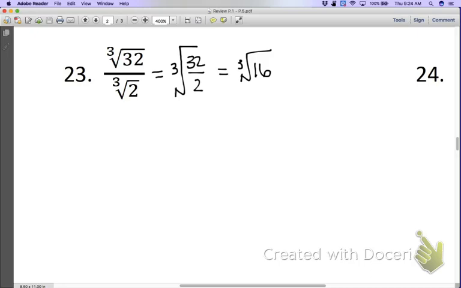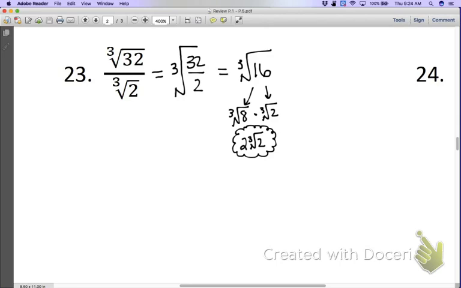So what is a perfect cube? Not squared, so don't put 4. Okay, it's going to be 8 and 2, right? So I'm going to break it up as the cube root of 8 times the cube root of 2. Cube root of 8 is 2, so 2 times the cube root of 2.